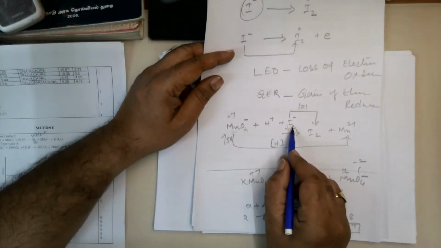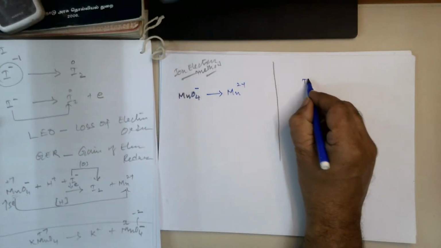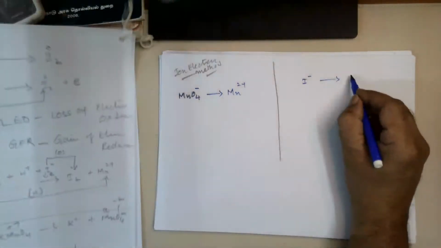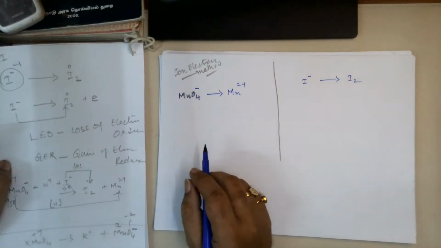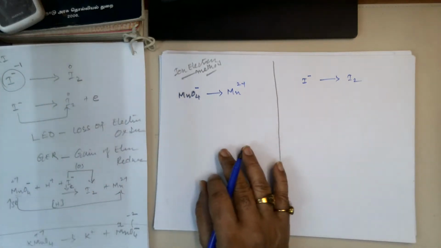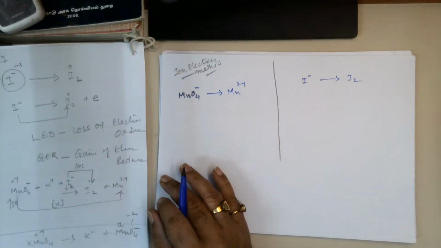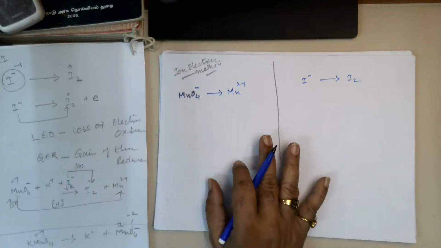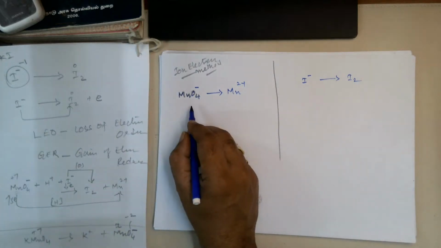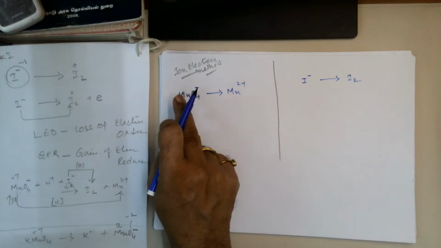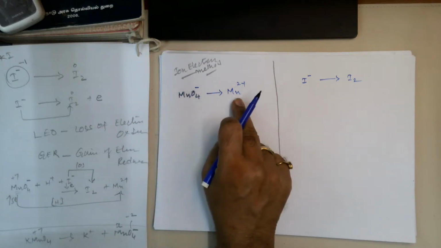And what about iodide? I minus becomes I2. So the first rule is you split this into two half reactions, one oxidation and another reduction. This will be useful for your electrode reactions also in electrochemistry. Now the first thing is you check the main cation here. There is only one cation, manganese. Here also one manganese. No issues.